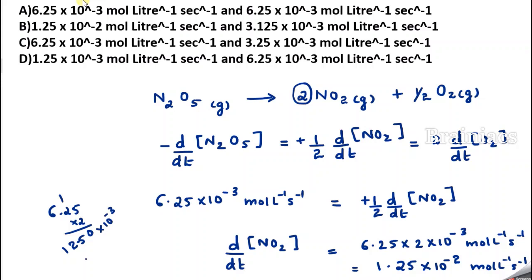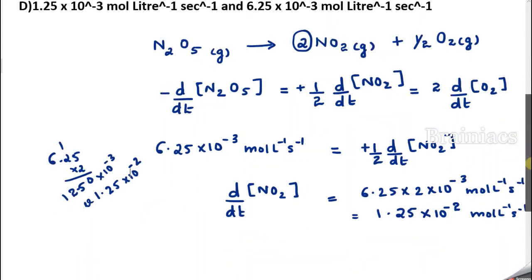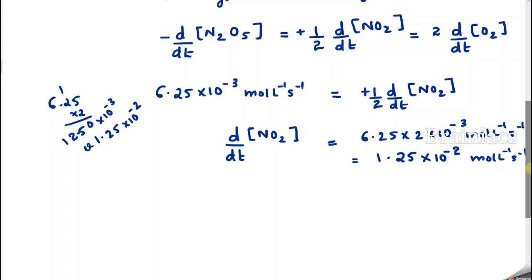So this can be written as 1.25 into 10 power minus 2. Correct? You can see that. So this is just a simple calculation. You can do it. Now, similarly, tell me what all things are to be compared now.